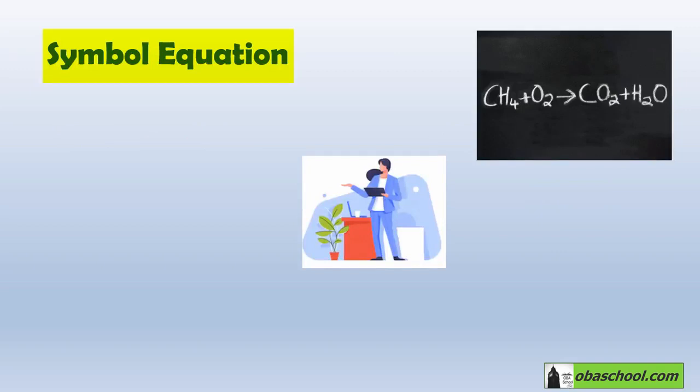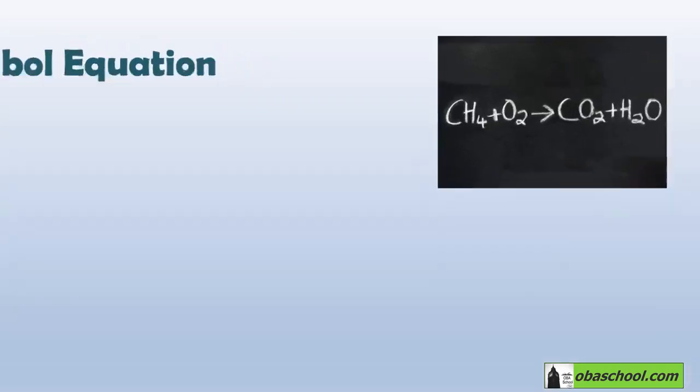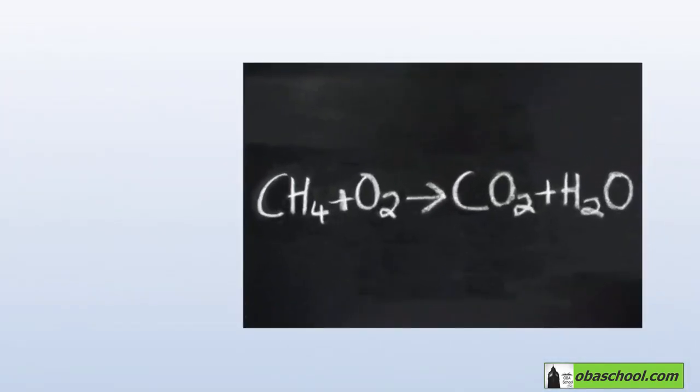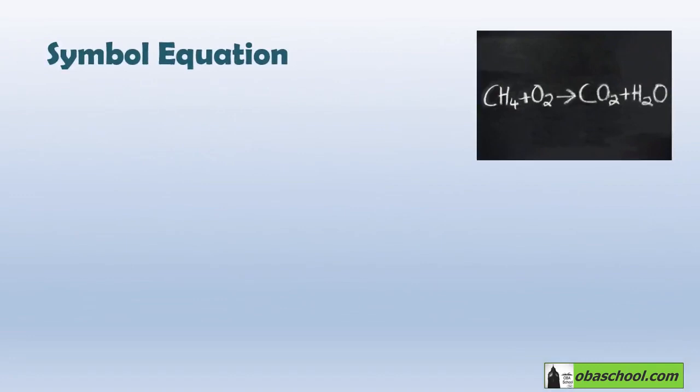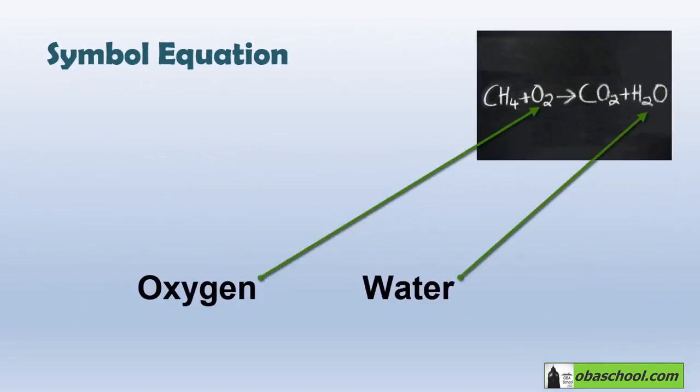Another kind of equations is called symbol equations. To show how much of each substance is involved in a reaction, we use symbol equations. So as you can see here, we will write the symbols of the reactants and the products and not their names. For example, we have here CH4 and O2, which are the reactants, and the products are CO2 and H2O. In the previous example, we wrote oxygen and water. However, in the symbol equation, we will write their symbols.